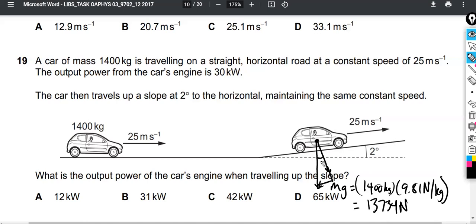There's my right angle. This angle here is 2 degrees. And I've already calculated the hypotenuse. So it's really the side opposite that, and it's acting this way, right? It'd be the sine of 2 times this. So the component of weight acting in the x direction is sine 2 degrees times 13,734 newtons. That's all the weight. This is the component of weight that acts down the ramp.